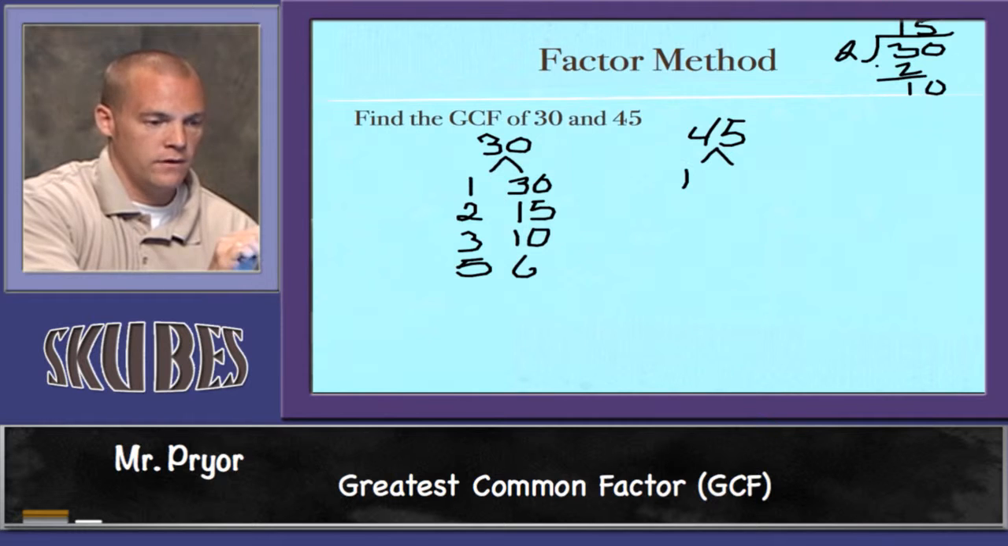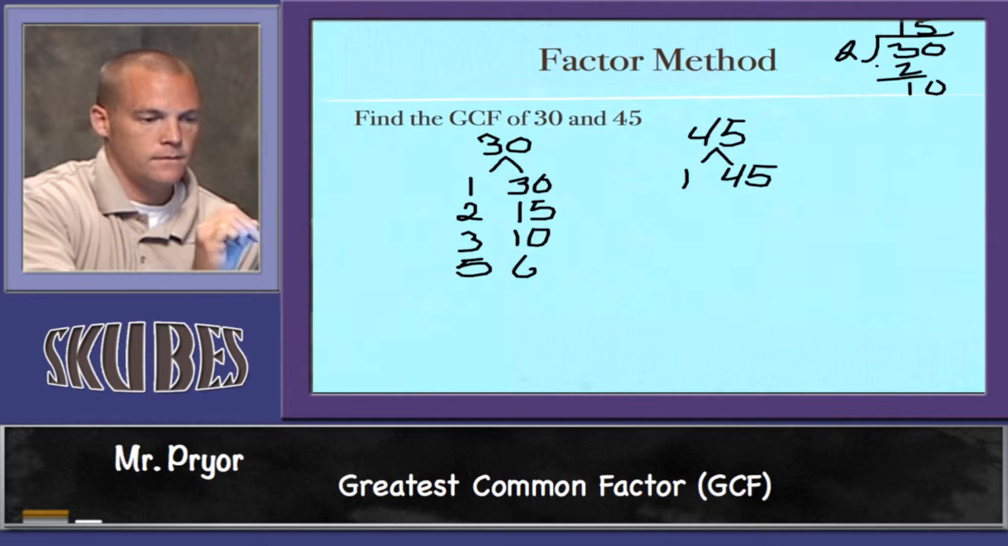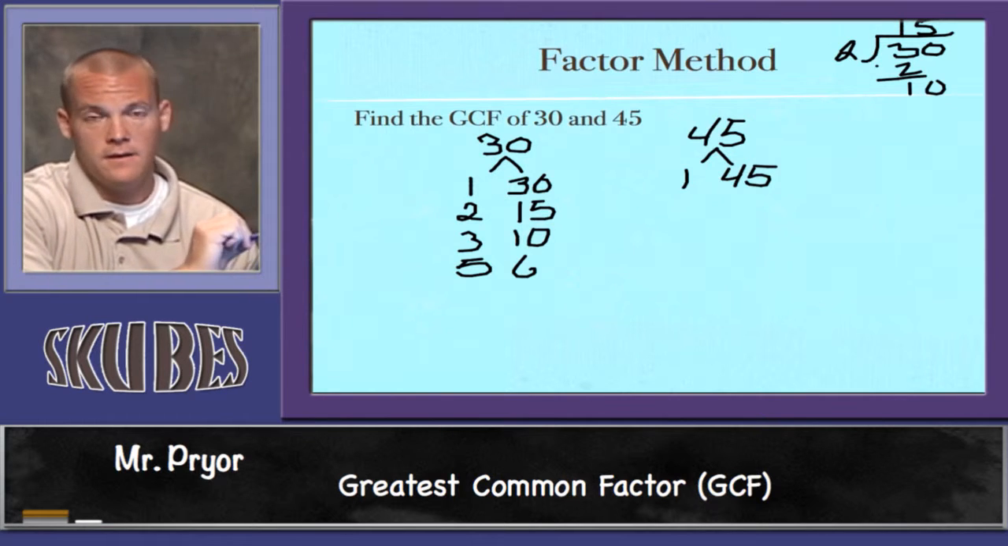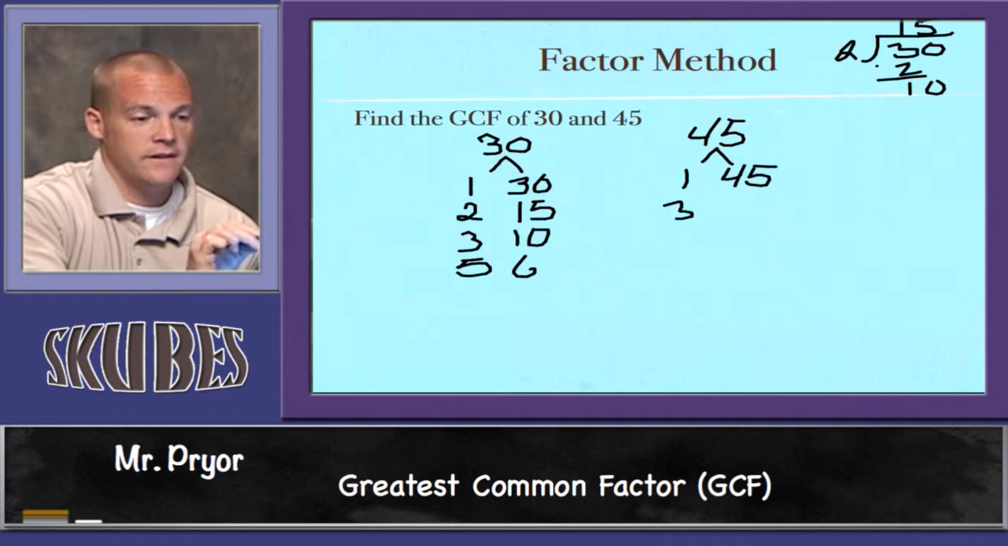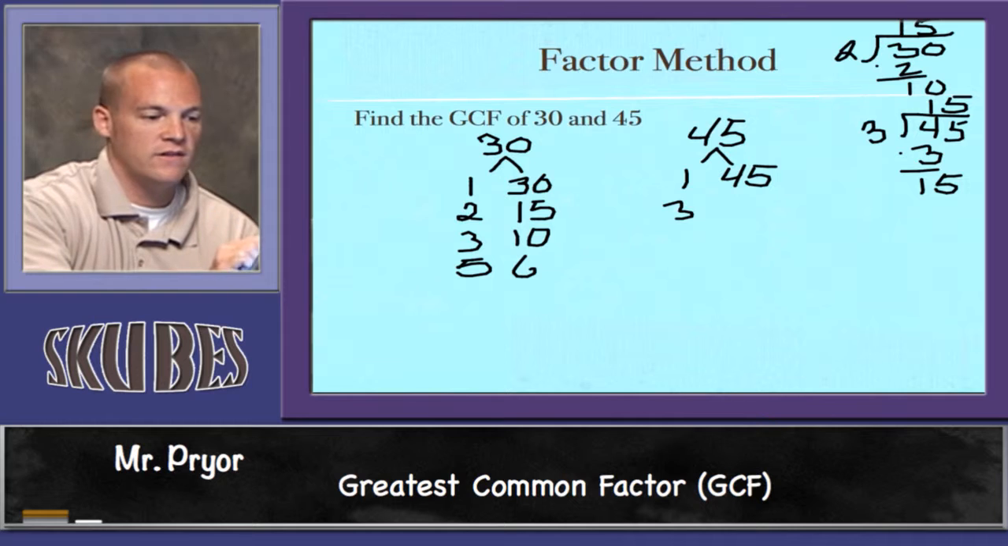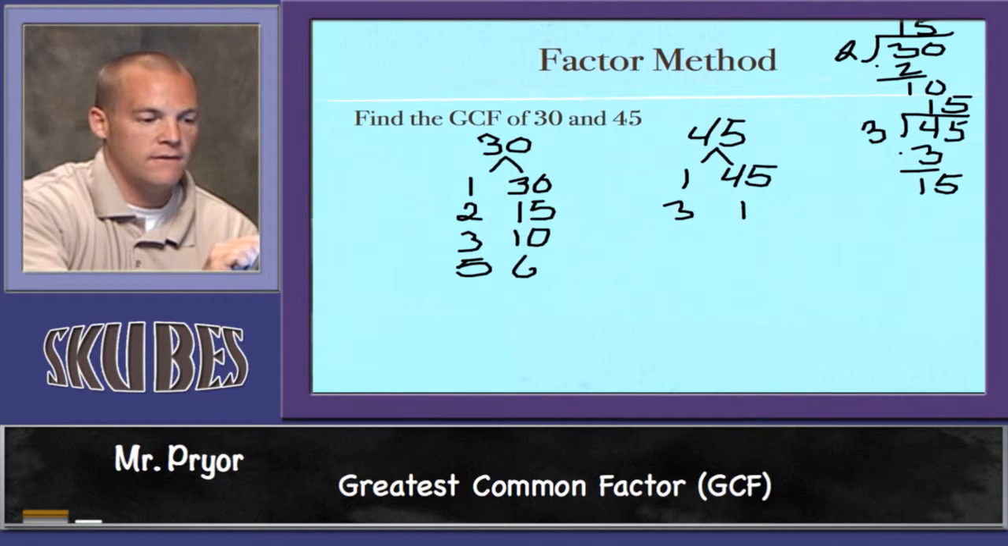So we know 1 and 45. Can 2 go into 45? No. What about 3? It does, and if you're not sure, off to the side, divide it, because that can be one that's missed sometimes. 1 times 3 is 3. Bring down the 1, and 3 goes into 15 5 times. So you actually see 3 goes into 45 15 times.